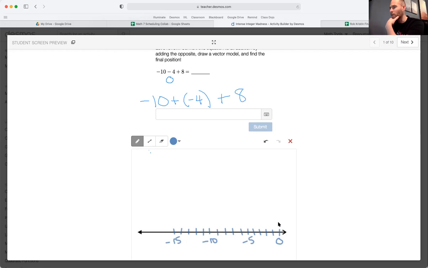It's going to start at 0. And it's going to go 10 spaces to the left. Wait, which one's -10? I lost track. 6, 7, 8, 9, 10. It's this one over here. Okay, then I start my next vector where the previous one ended, but just a little bit above, so it's not messy. And I'm going to go 4 more spaces to the left.